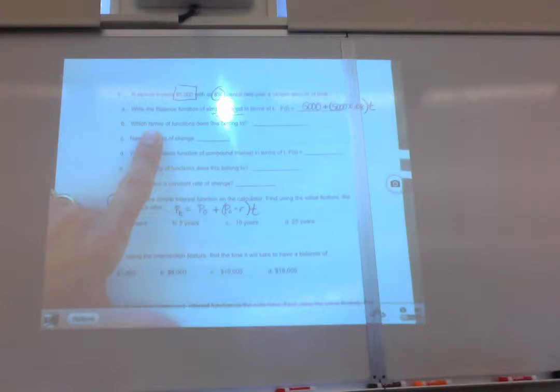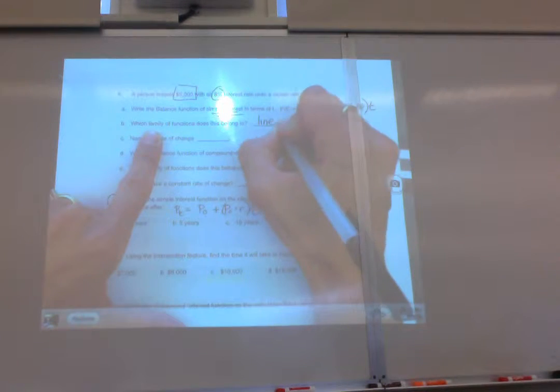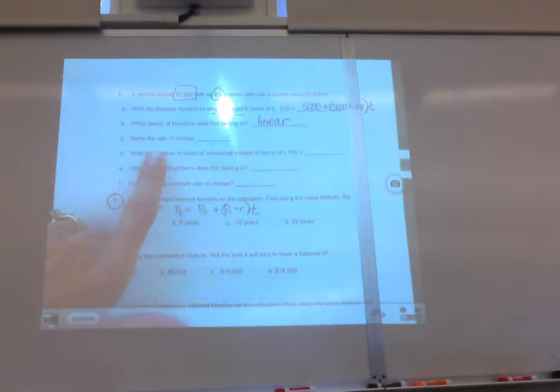We don't know a time. Which function family does this belong to? Guillermo. Yes, last week we looked at function families, simple interest. I'll give you a hint. It was either linear or exponential. Linear. C. Name the rate of change.